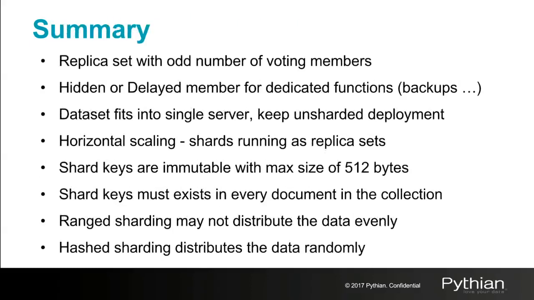So to have a summary for the sharded clusters and the replication in MongoDB, we should always use a replica set with an odd number of voting members, and that's important because if we have an even number of members and half of the members fail, then we will not have a majority to elect a new primary. For dedicated functions like backups or reporting, we can use hidden or delayed members in a replica set configuration.